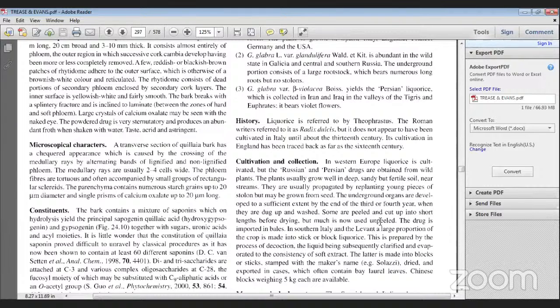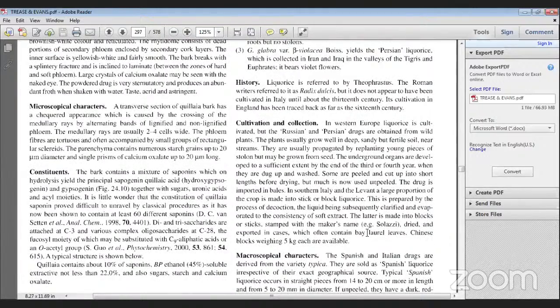Next is the cultivation and collection. These are obtained from the wild variety species.